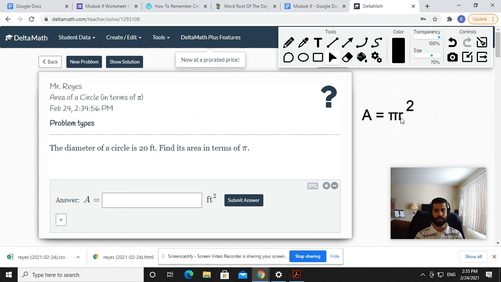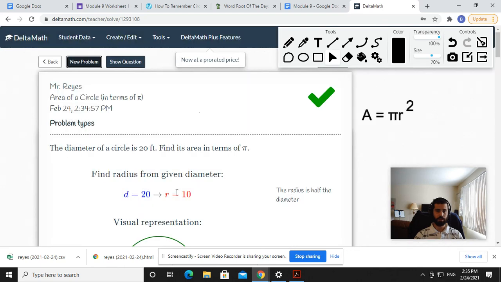So we need pi times 10 to the power of 2. Do you know what 10 times 10 is? Yeah, it's 100. So 100 pi square feet. There we go.